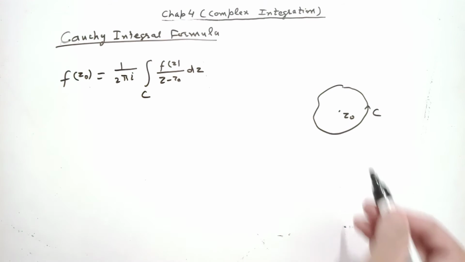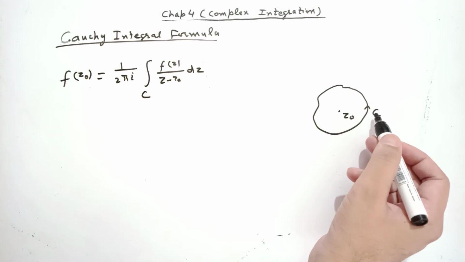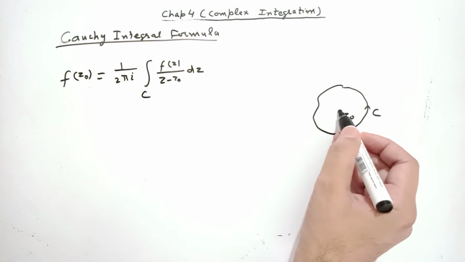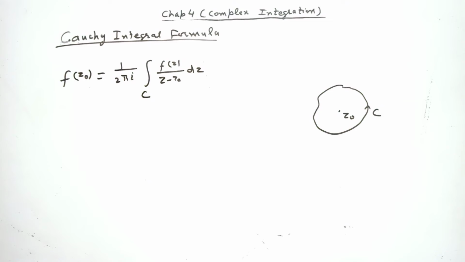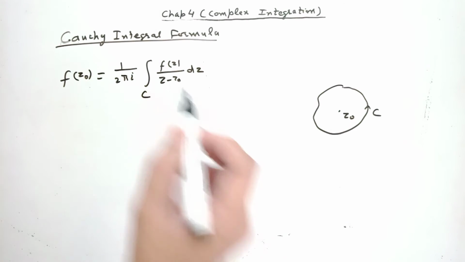Again see the statement: if f(z) is analytic within a positively oriented simple closed contour C, and z0 is any point inside C, then the value of f at z0 can be calculated using this integral.